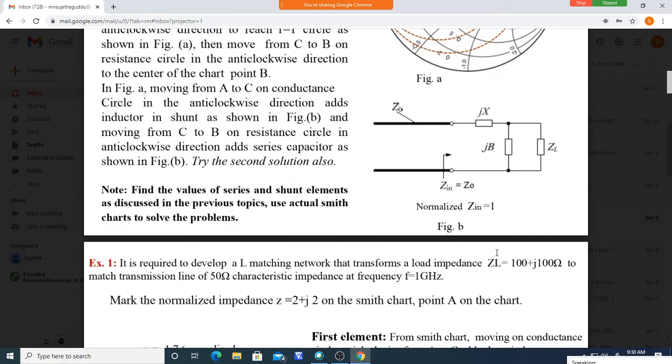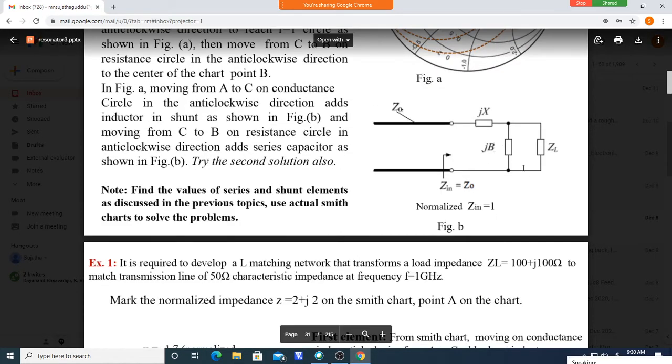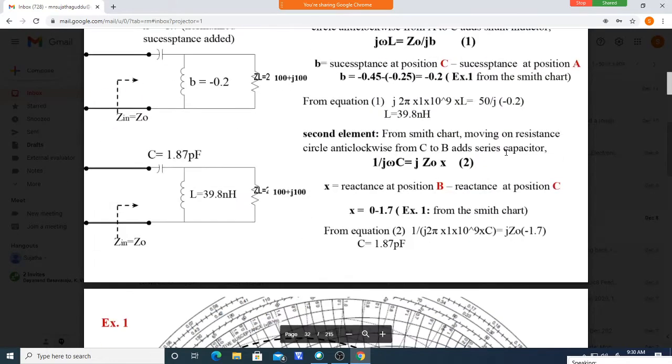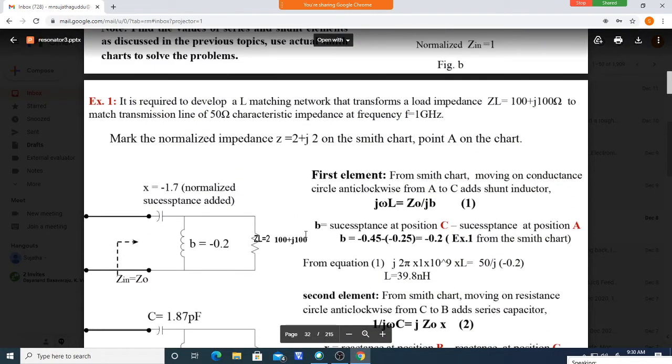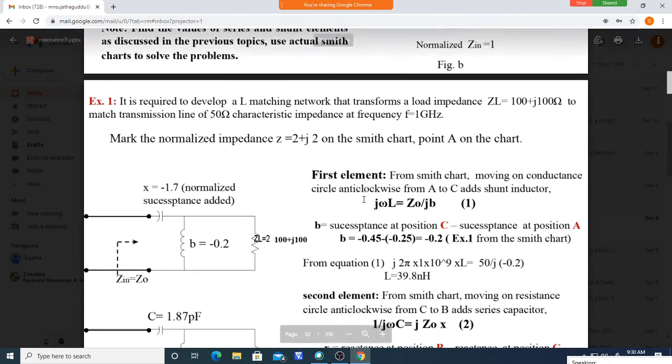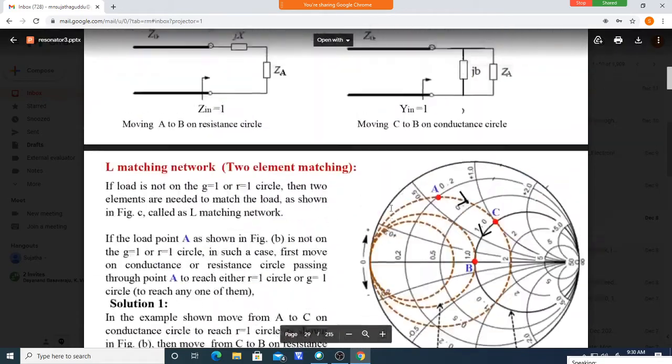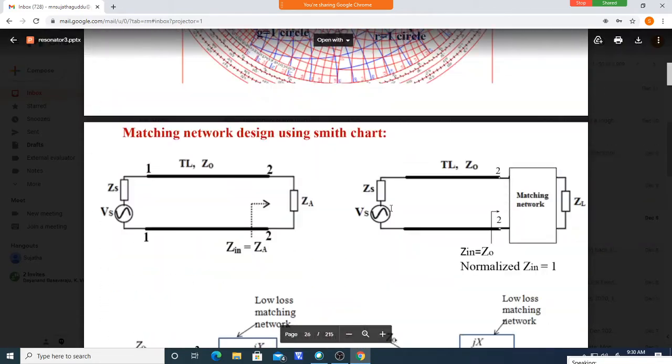To find the values of the capacitor or inductor, whatever is added, I have given here the procedure. In the previous semester, we discussed the first element and the procedure in the previous class.